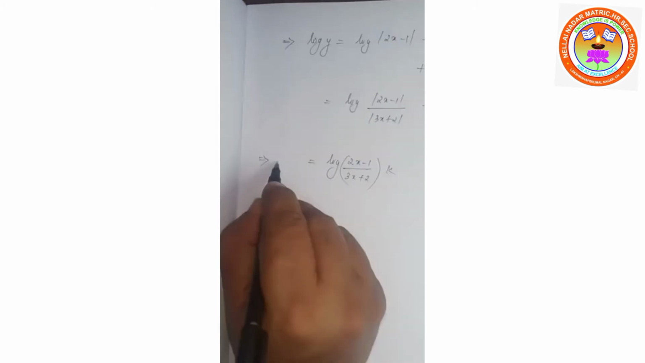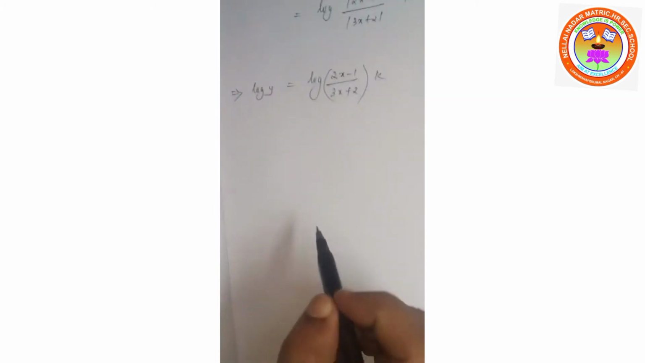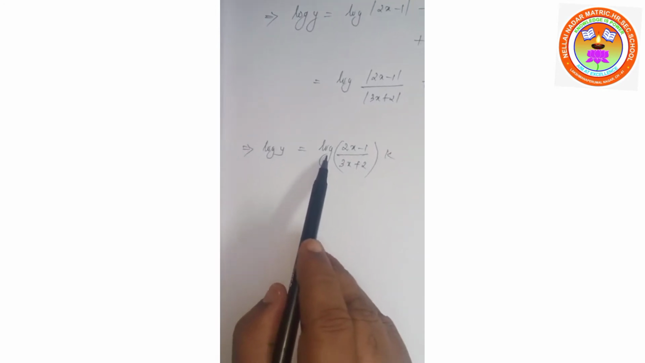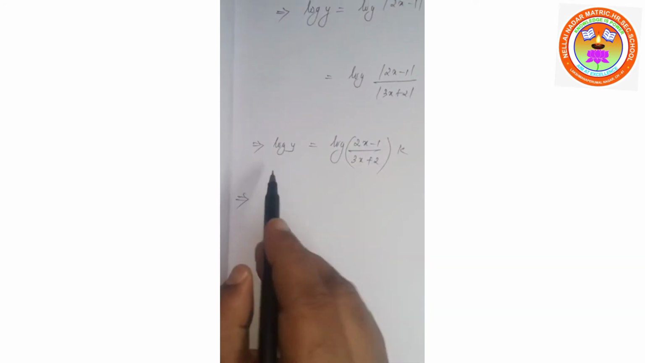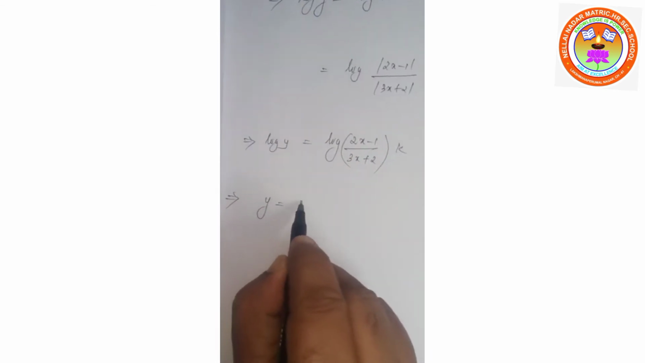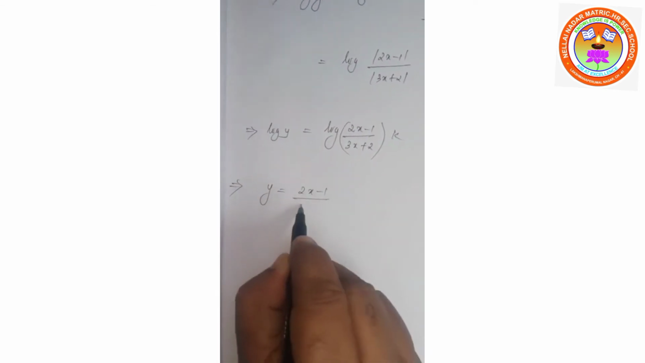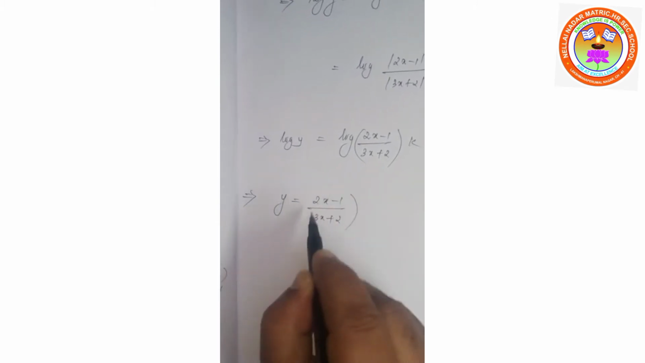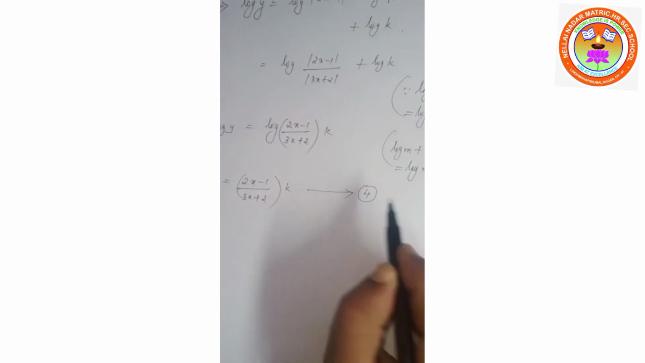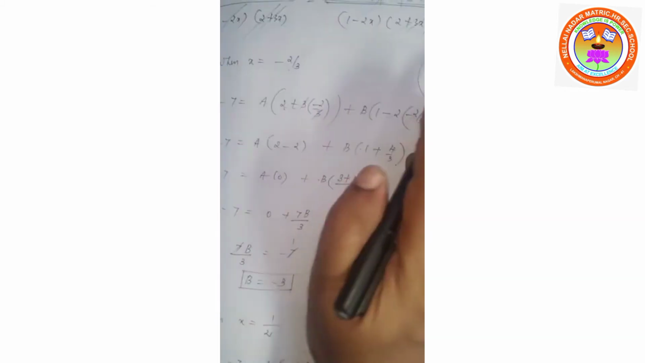What is in the left hand side? Log y. Now look at that. We have one logarithm in the left hand side and one logarithm in the right hand side. Both logs can be eliminated. Don't strike out that one. You'll be getting y equal to (2x minus 1) divided by (3x plus 2) into k. Let it be number 4, because we have taken up to 3, now 4.